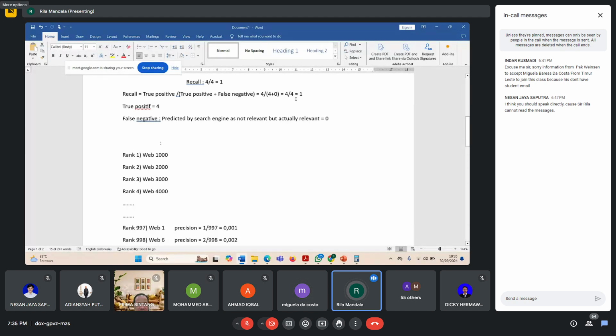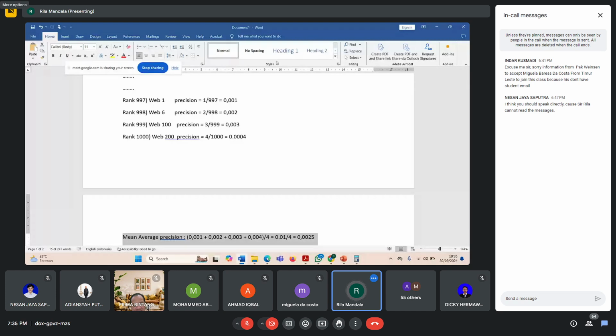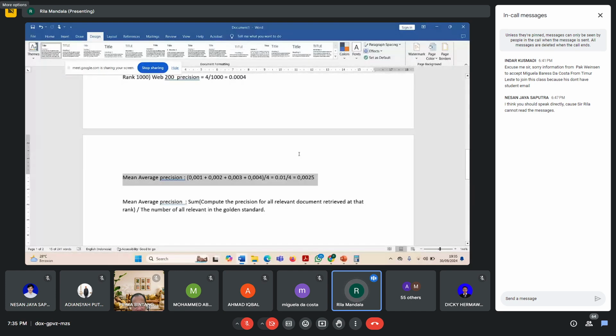So now the result of the performance evaluation metric is in line with us as humans. We as humans said Google is far better than Bing, and based on the performance evaluation metric, the mean average precision, it also says like that. The mean average precision of Google is 1, but of Bing is 0.0025. It's very, very far away, the distance. Understand?